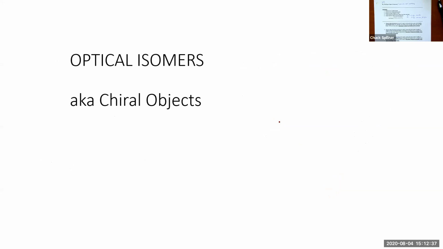So lastly, we're going to talk about optical isomers. And optical isomers, remember, optical isomerism has to do with mirror images, non-superimposable mirror images. So two isomers that are mirror images of each other that are non-superimposable. Now another name, I don't know if we mentioned this before, but they're called chiral objects. So if something is an optical isomer or has this property of having a non-superimposable mirror image, it's called chiral. The way you pronounce this word is chiral, okay?